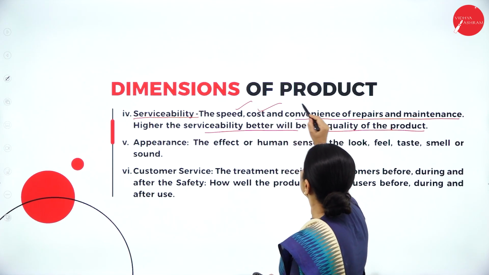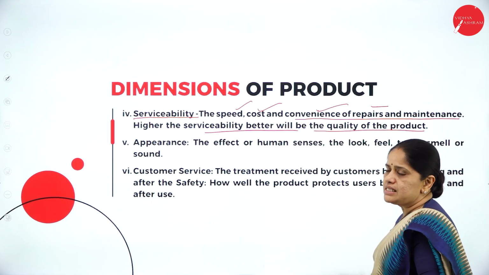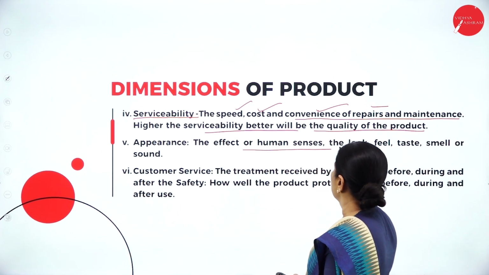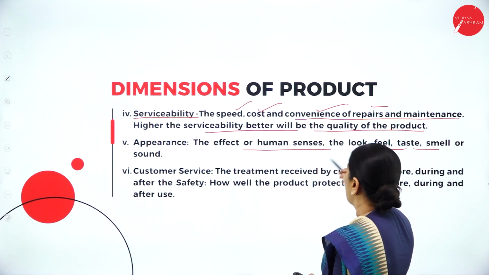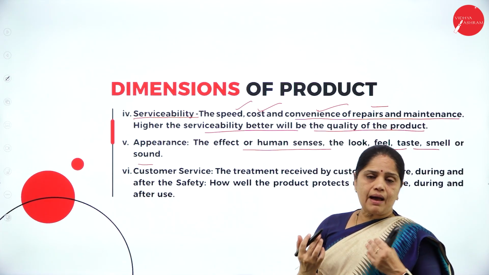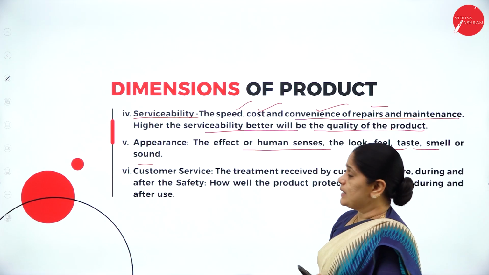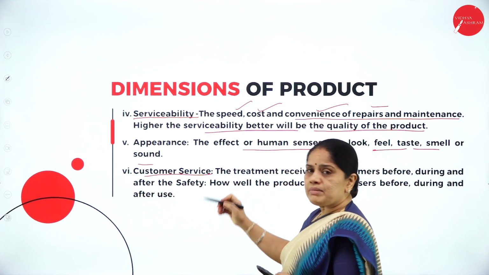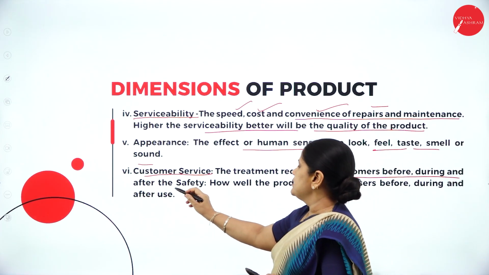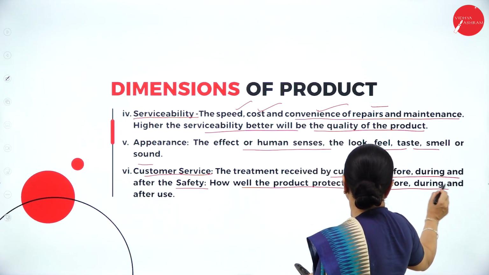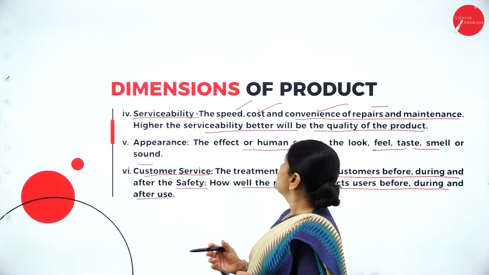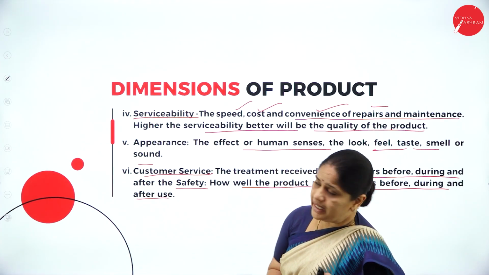The speed, cost and convenience of repairs and maintenance are all included in the services. Then appearance, the effect on human senses: the look, feel, smell, sound, etc. So what is the appearance of the product and how does it appeal to human beings? That becomes important. And we have customer service, the treatment received by the customers before, during and after the sale, and safety, how well the product protects the users before, during and after use. All these are part of the dimensions of the product for which there has to be inspection.